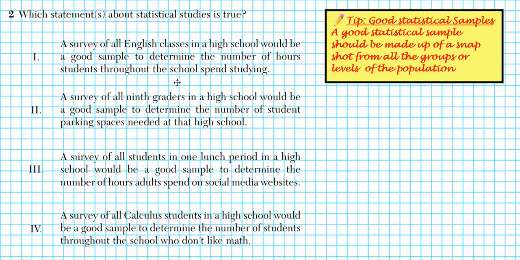So let's take a look at the first one to illustrate this point, okay? So it says the survey of all English classes in a high school would be a good sample to determine the number of hours students throughout the school spend studying. Okay, so you want to have a snapshot of the number of hours that students in the entire school spend studying.